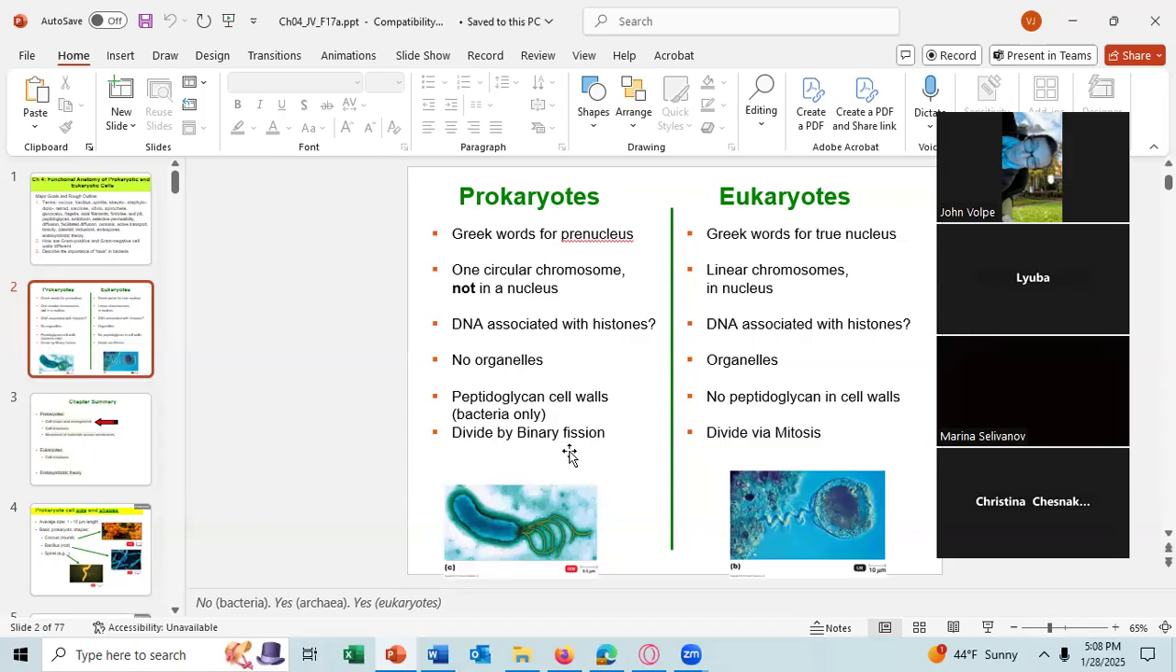Prokaryotes generally divide by binary fission. We'll talk a little bit more about that later, but binary fission is where the cell literally divides down the middle, making two cells. In eukaryotes, they divide by mitosis. Any question about the comparison?